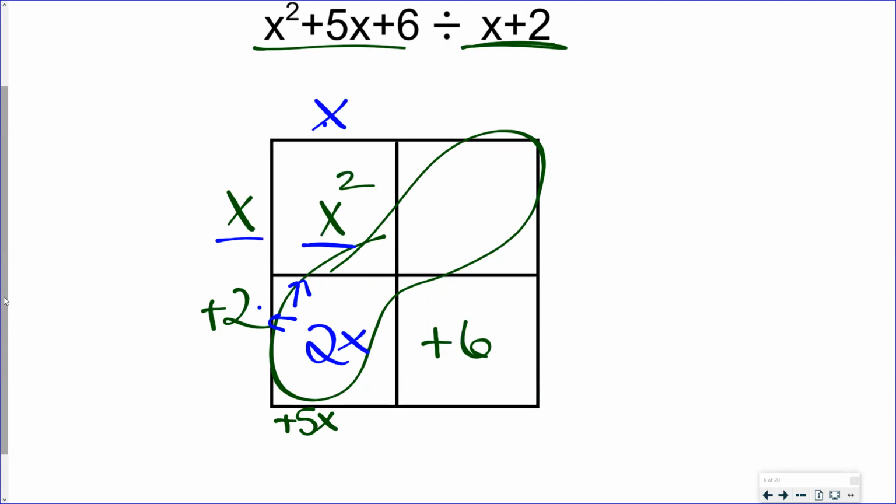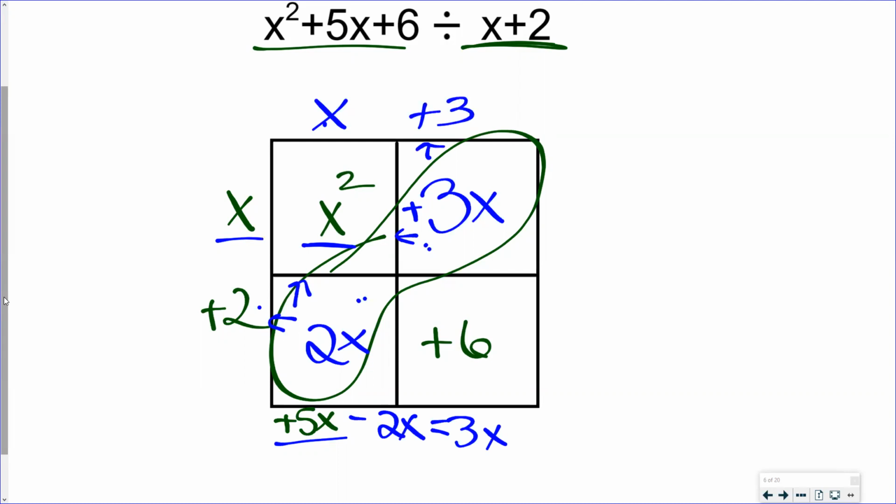Now, we also know that these two boxes here have to add up to be 5x. So, what is 5x? What makes 5x when I already have 2x? 3x. You couldn't do that in your head. You could take 5x and just subtract 2x to see what those add up to. Now, if that's a 3x there, and I know on the side here I have an x, well, what times x gives me 3x? Well, there's only one thing, that's plus 3. And then lastly, I need to check. Does 3 times 2 give me 6? And it does. And that's how that works.